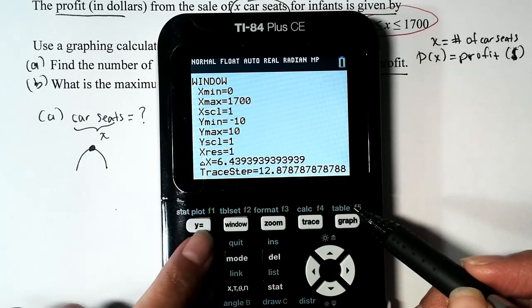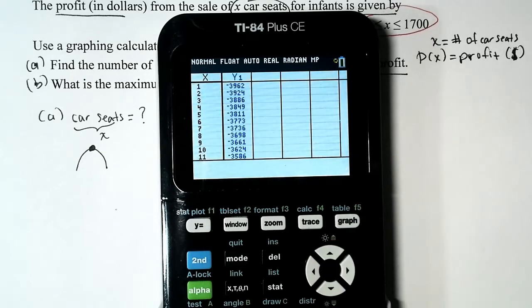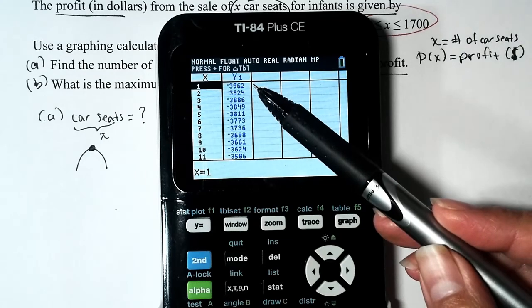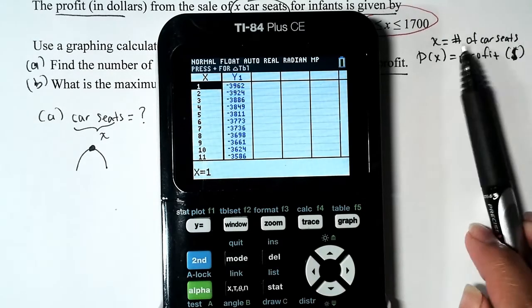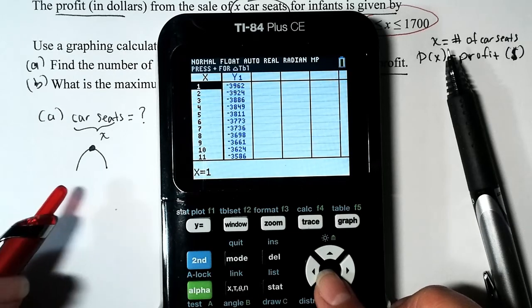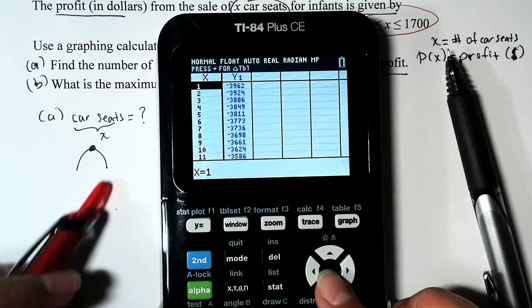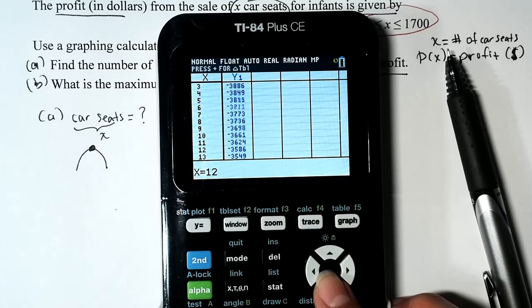So we hit second, table, and when X equals 1, we see the value of the function. We want to see where the value of the function goes up and then begins to dip. So we're going to explore all the values from 0 to 1700. I'm using my down arrow, but this is very tedious. We're counting one by one and we're going to spend all night or all morning, depending on what time you watch this video. There has to be something a little more feasible, so we're going to stop right here.